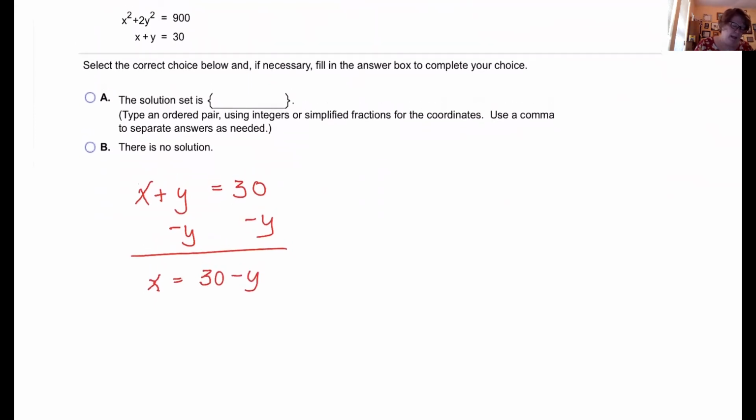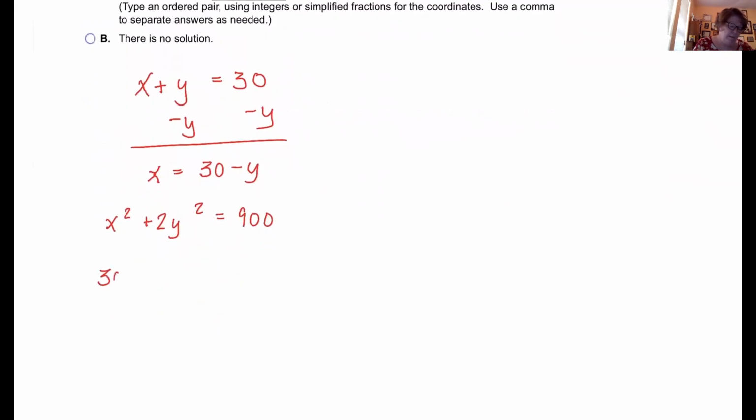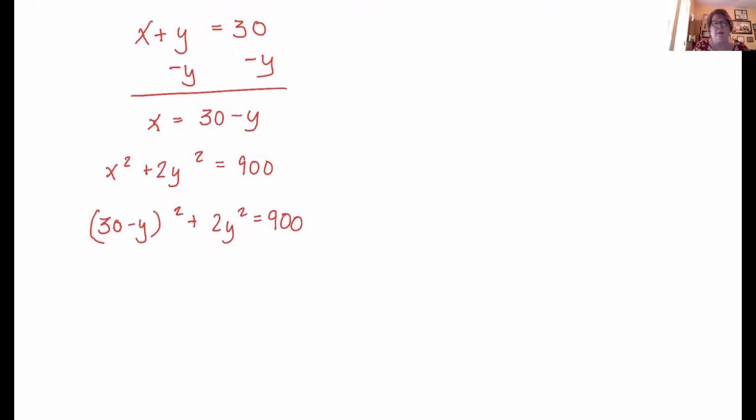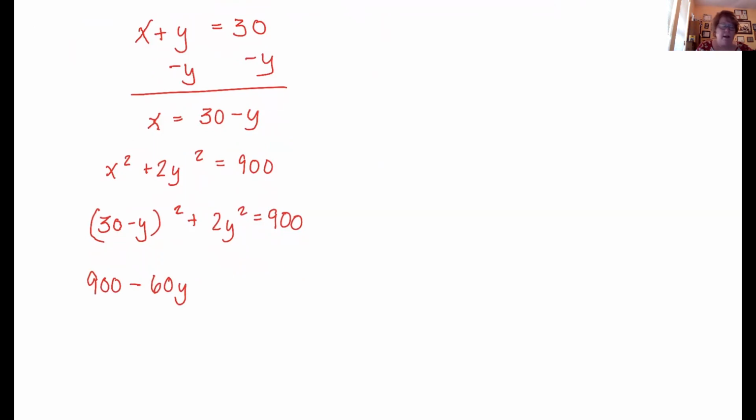Now I'm going to plug that into the top equation for X. I'm going to replace the X with 30 minus Y. It's really important that you remember how to square a binomial. How do you square 30 minus Y? You square the first term: 30 squared is 900. The second term is minus, because it's the difference of these two terms. You multiply the 30 times the y, you get 30y, and then multiply that by 2 and get 60y. Then you square the y and get y squared.